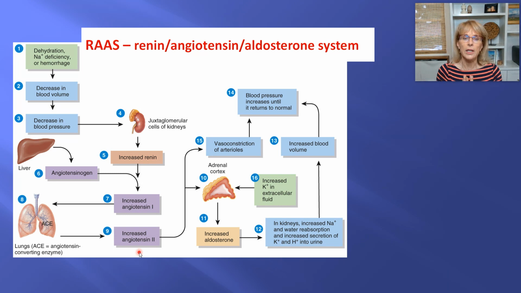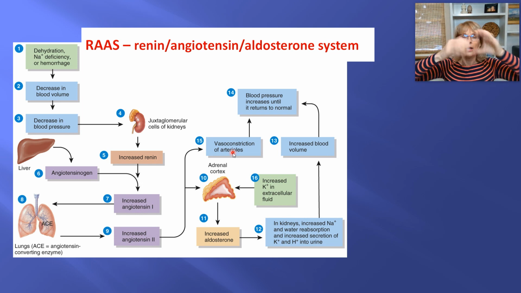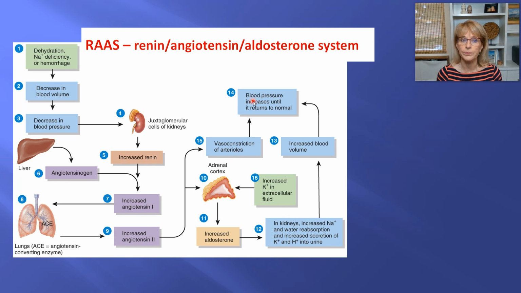Angiotensin 2 is much more active. Now we have an active molecule that is properly described as a hormone, and angiotensin 2 will cause vasoconstriction, right? And vasoconstriction will cause the arterioles to get smaller, and that by itself will increase blood pressure.